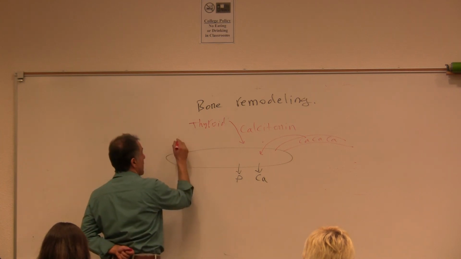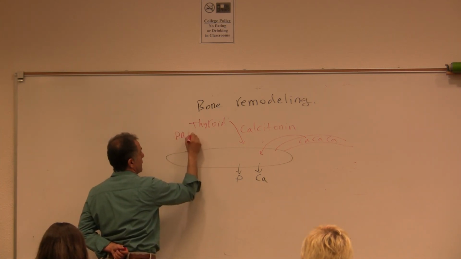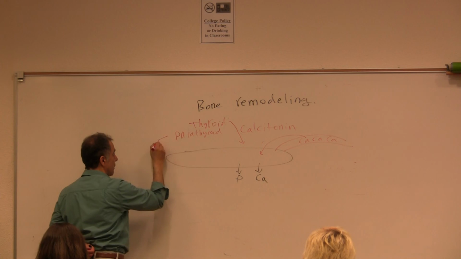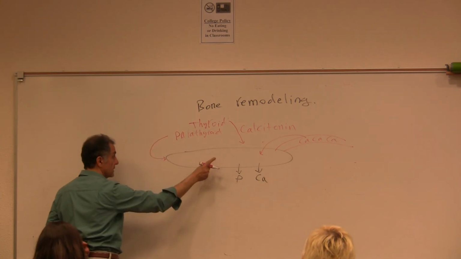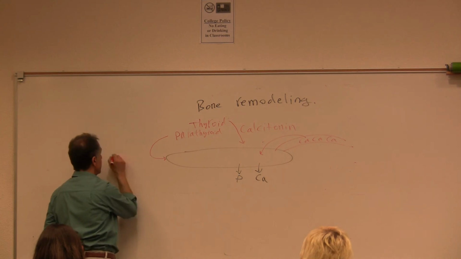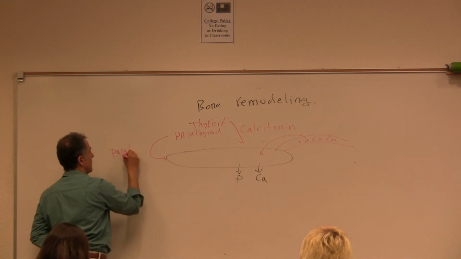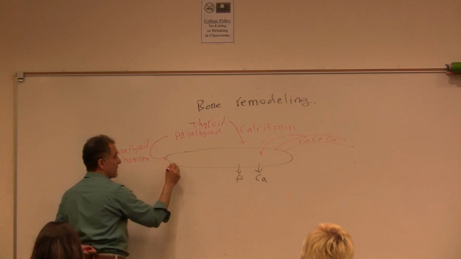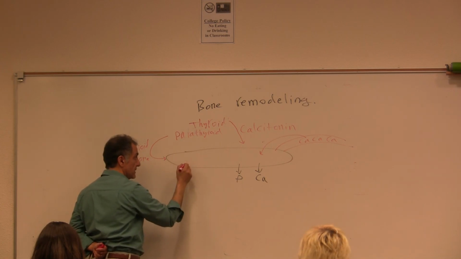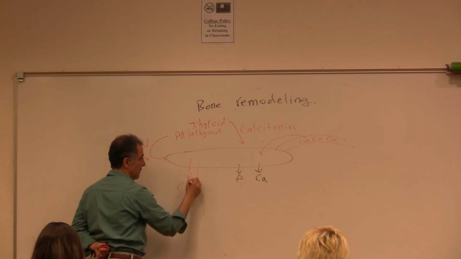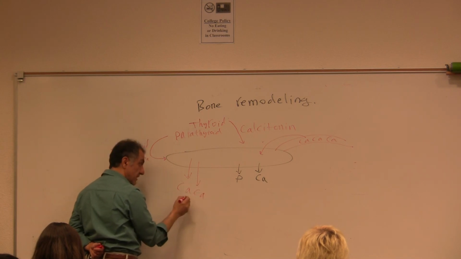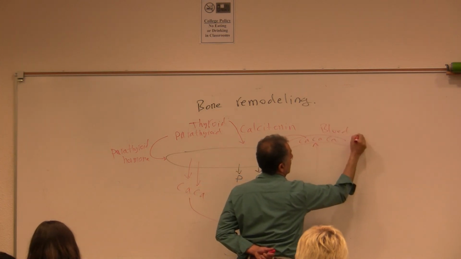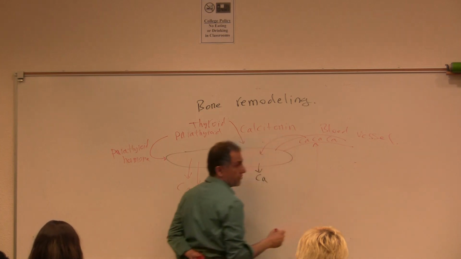Okay, then you have another gland called the parathyroid gland. The parathyroid gland secretes the hormone, and I will go over the cells here in a minute, parathyroid hormone. It releases parathyroid hormone, and it goes to the bone and causes release of calcium from bone. And where does this calcium go? It goes into the blood vessel. Do I make sense so far?